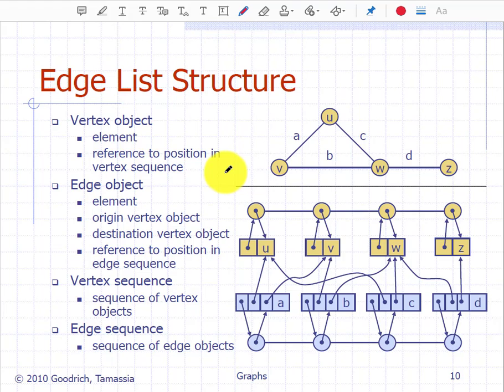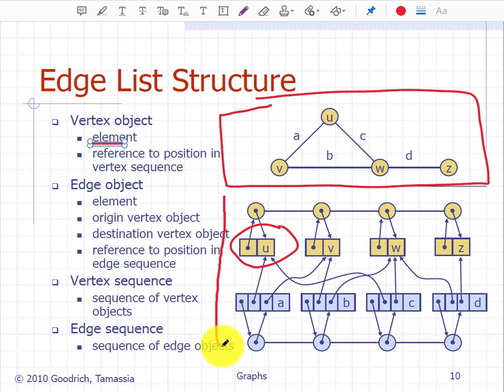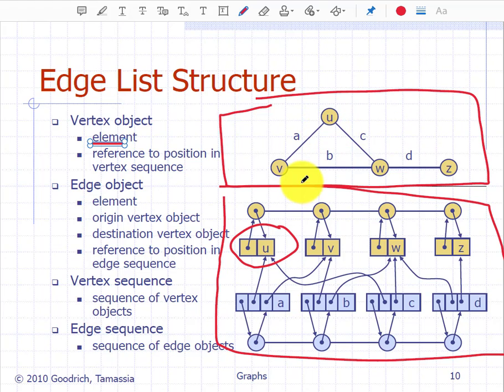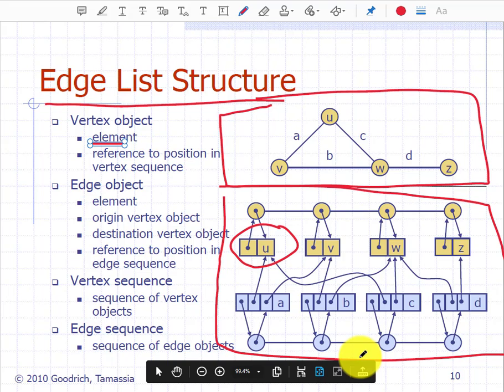So in this case, our vertex object has an element. Here's an element, okay? So a vertex object, this is it. It has an element. So in this case, this is how it looks to us, and this is how it looks to the computer. This is the implementation, and this is what it looks like on paper. So you have your vertices and edges as you've seen them before. This is a graph structure, but the edge list structure has special connections, and these special connections are defined by the template objects that come from the vertex and the edge class.